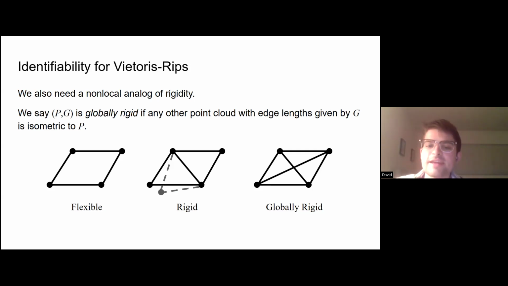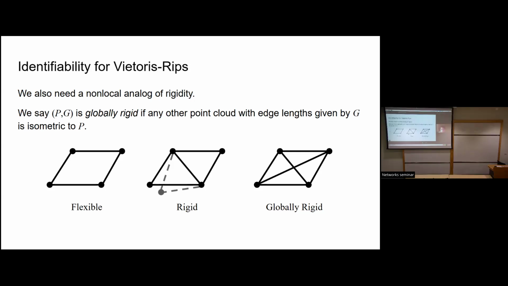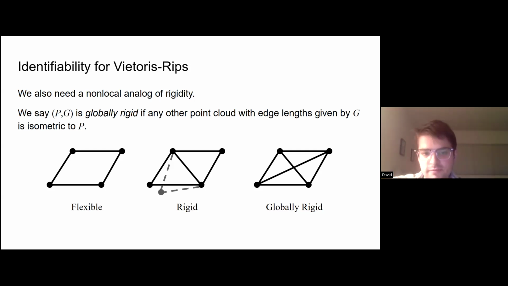But if I'm allowed to teleport the vertices of this graph, I could do so in a way that preserves the edge lengths and isn't an isometry. Namely, I could teleport this vertex in the top right to the bottom left. Like I could fold this graph over on itself, and that would maintain the edge lengths, but wouldn't be an isometric transformation of the point cloud.